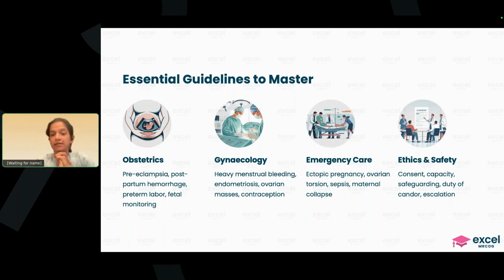Then there are ethics and safety: consent taking, capacity, safeguarding principles, duty of candor, clinical governance measures. These are very important points, but you should not know the details like you did in part two. You should just know the important aspects like incident reporting, consent taking, capacity, safeguarding. These are the important points that you need to know for part three.